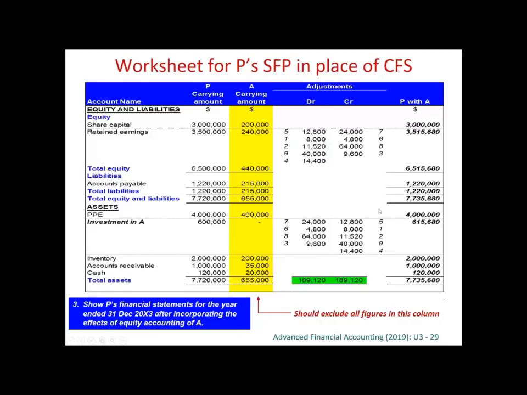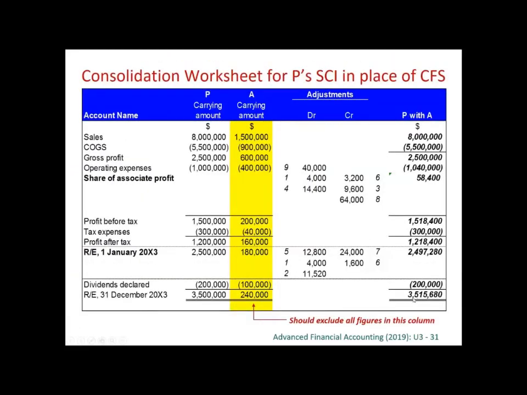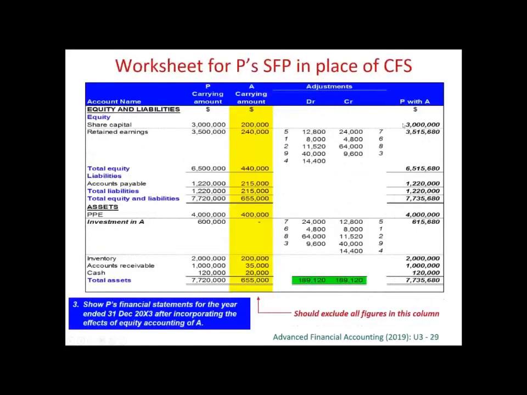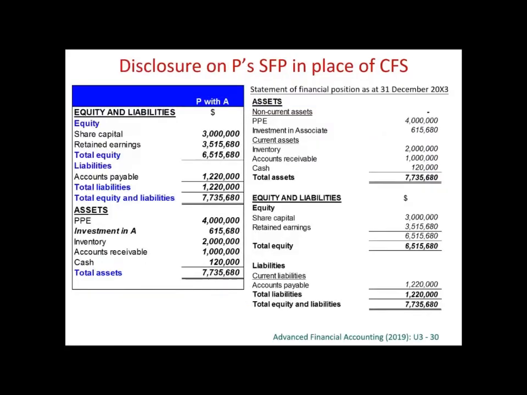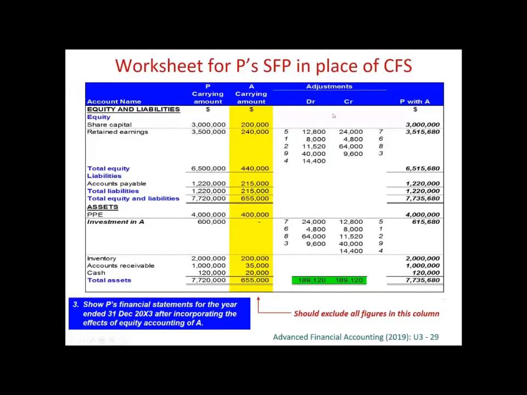If the question asks for the statement of retained earnings, you can just copy these figures, 3,515,680, into here, which is the closing retained earnings. No need to post it 2 times. Even if you post it 2 times, I will count only 1 time. I will count it in the income statement and statement of retained earnings if the question asks for this. But sometimes the question only asks for the balance sheet. If that is the case, remember to post it like this.